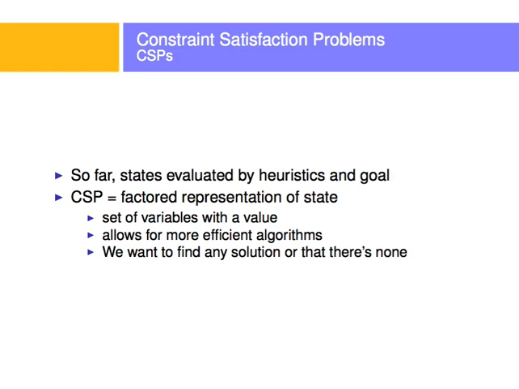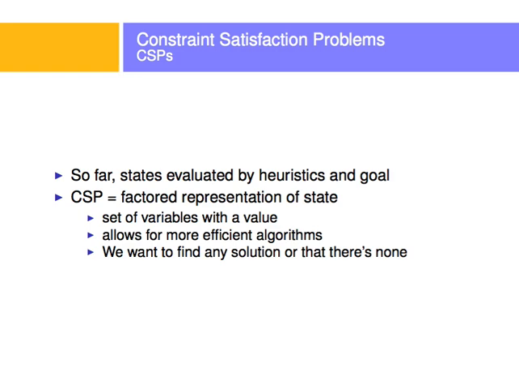we've seen so far, if you've been following the videos, other algorithms where we evaluate states with heuristics and a goal, right? A constraint satisfaction problem is a factored representation of a state where you have a set of variables with a value. The idea is that you have constraints now, which allows for more efficient algorithms. And we want to find any solution now. There isn't an optimum, there's a solution, okay? And either they have a solution or they don't, okay? In the way of constraint satisfaction problems we're going to see now.